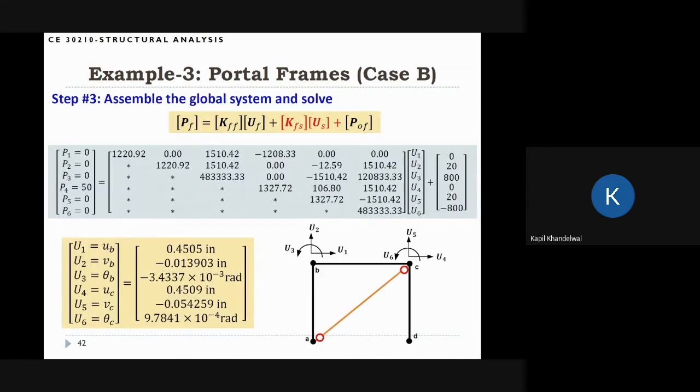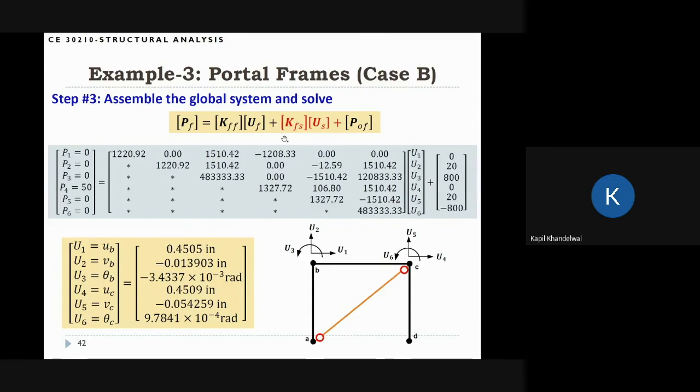This is the case B, where we actually have the bracing. The system is very similar, but we are also assembling the brace element, or the truss element, this element stiffness matrix, when we are assembling the KFF. So this is the final KFF for this system, and the PF remains the same, and this POF actually remains the same. So these 2 things don't change.